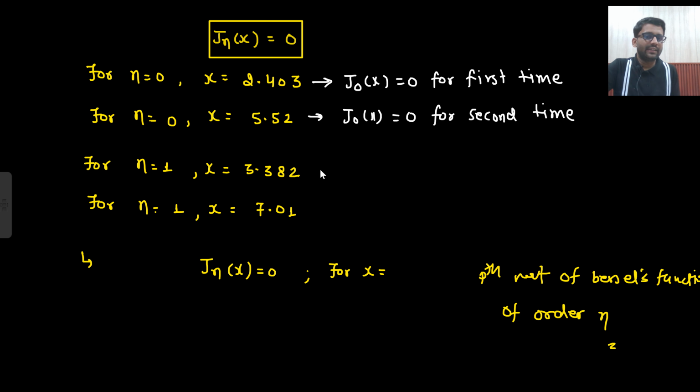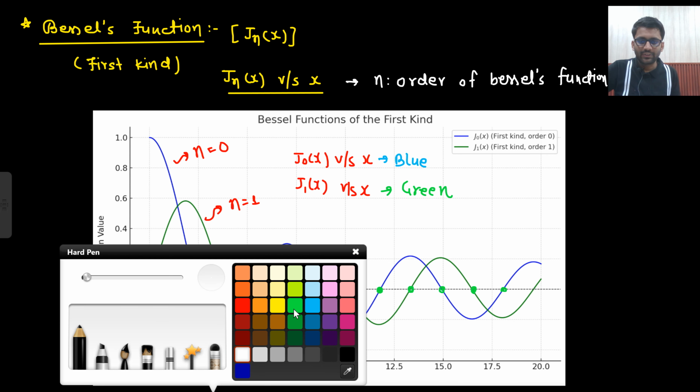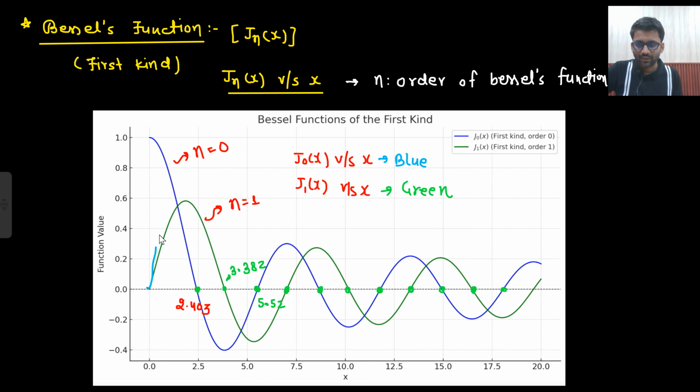Same goes for J1x as well. Here J1x is becoming 0 for the first time. Why is that so? For n equals 1, which graph do you need to check? For n equals 1, this is the graph you need to check.